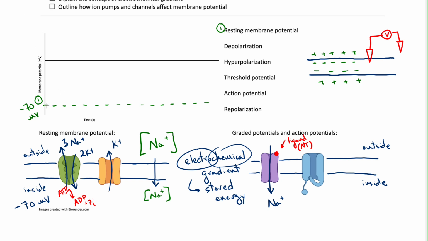If the neuron is at its resting membrane potential, and then sodium moves in through one of these ligand-gated sodium channels, then the membrane potential would become less negative and more positive like this. We call that a depolarization. The membrane potential is polarized at -70, and now it's getting less negative, so that's depolarizing. So this is a depolarization.